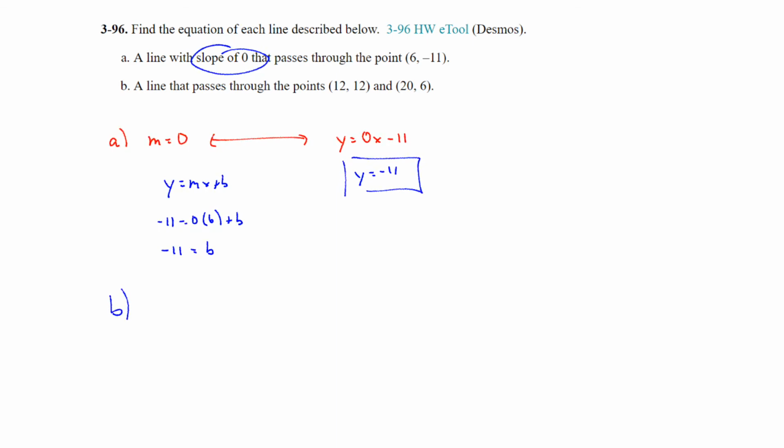B, a line that passes through the points (12, 12) and (20, 6). So the first thing we need to do is find the slope. So 12 minus 6, this is our change of y, over our change of x, which is 12 minus 20. So it looks like I get 6 over negative 8, which I can reduce by 2. And that would be negative 3/4, or if you wanted to, you could potentially write it as a decimal on this one.